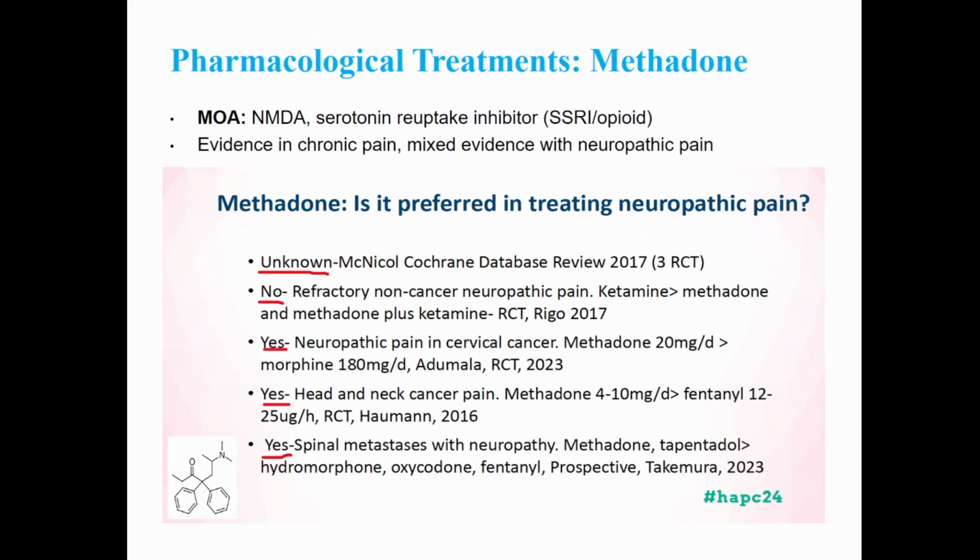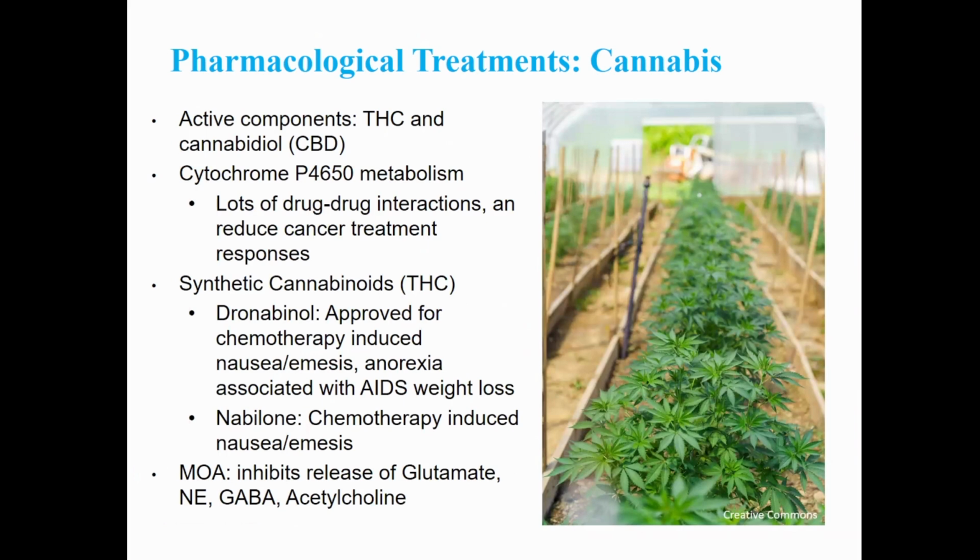This summary below is specifically showing that we know with chronic pain, methadone can be helpful, but the evidence is mixed with neuropathic pain. Again, there's mixed data when it comes to neuropathic pain, and you can see the various studies where it did help, and some where it was unknown or didn't help. I'm going to pass it on to David to talk about cannabis.